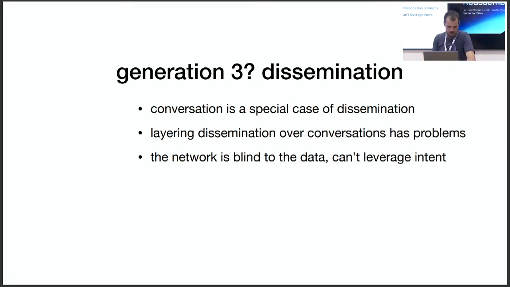That has problems that I'll get to on the next slide. I don't know why I laid this out like that. And so conversation over dissemination is inefficient, at least when it's done in a naive way. But dissemination over conversation makes the network blind to what you're actually trying to do. It can't help you. All you're doing is blasting data along.